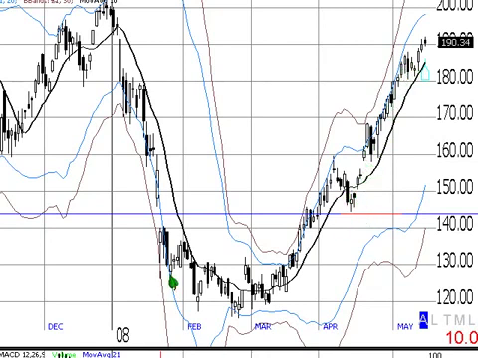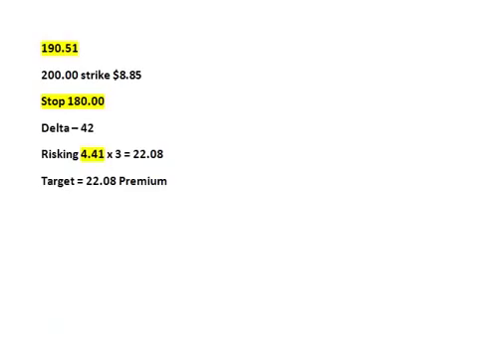Now we're going to go look at how we calculate the money we're risking in an options trade. It's simple. We have a stock price of $190.51. I selected a $200 strike in the options chain, which was not just out of the money, but a little bit more out of the money. I call it 2 legs out of the money. Our stop is 180 as we looked at on the chart. Our delta is 42. So here's what we do.